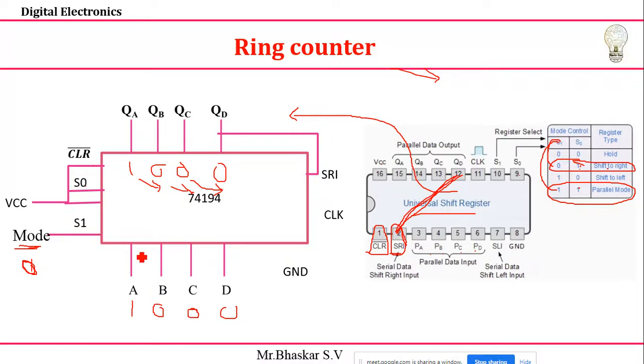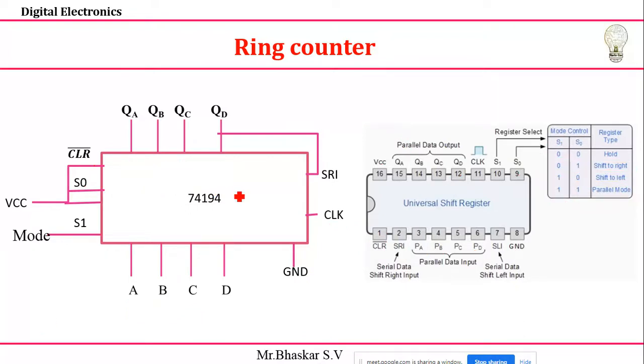Once you did this, next is ground, I'm going to use the ground pin, and next I'm going to connect the clock. Okay, this is the circuit diagram of your ring counter. It's very simple. Keep in mind, in the ring counter I'm using ABCD of my shift register, QA QB QC QD, and the serial input for right shift, and I'm going to use clock, clear, S0 and S1. S0 by default I connect to VCC, and S1 I consider as a mode.